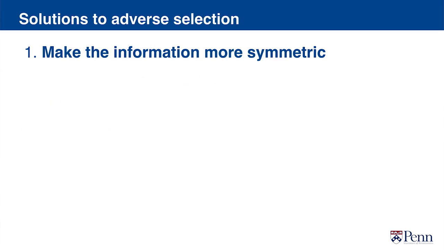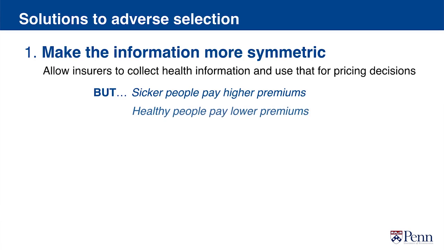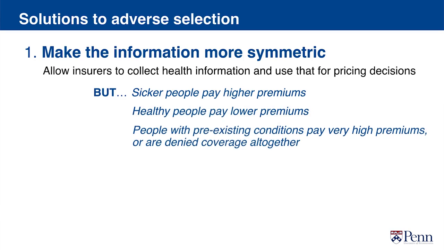This solution suggests that insurers be allowed to collect health information and use that for pricing decisions. This would result in sicker people paying higher premiums and healthy people paying lower premiums. People with pre-existing conditions will face very high premiums or may be denied coverage altogether. While this solution may solve the adverse selection problem, it may defeat the purpose of insurance.